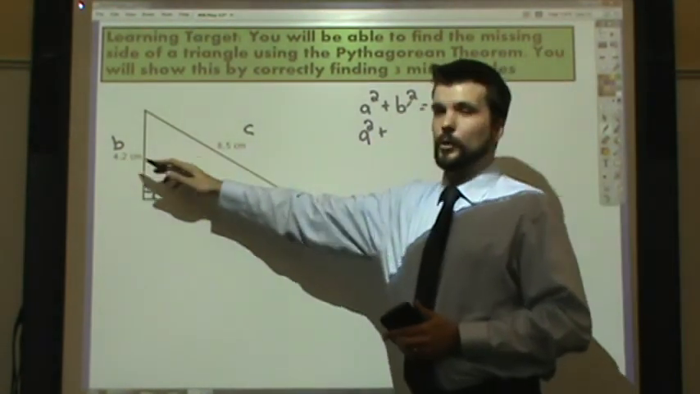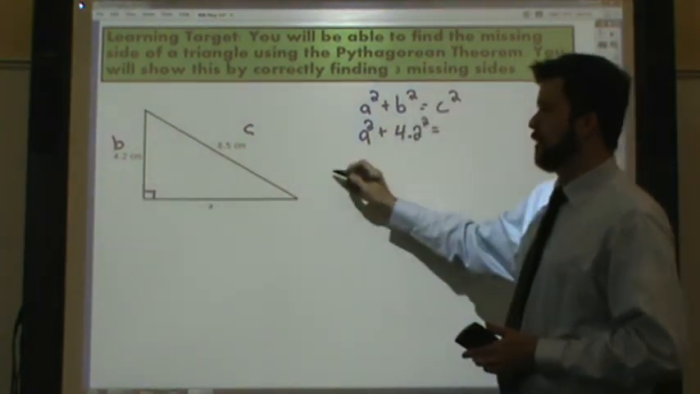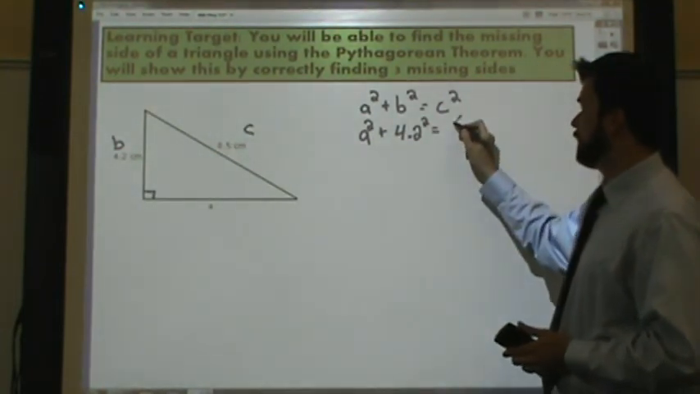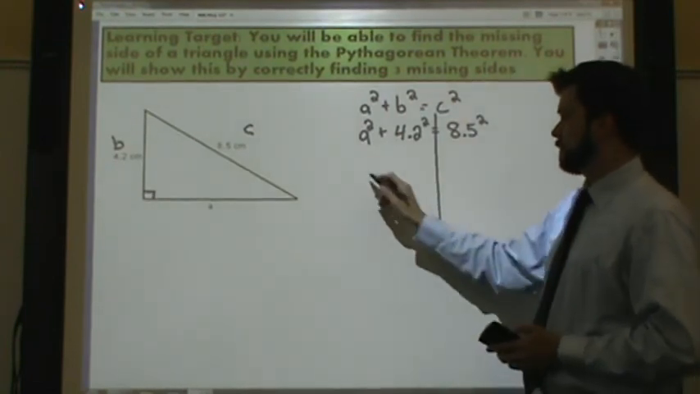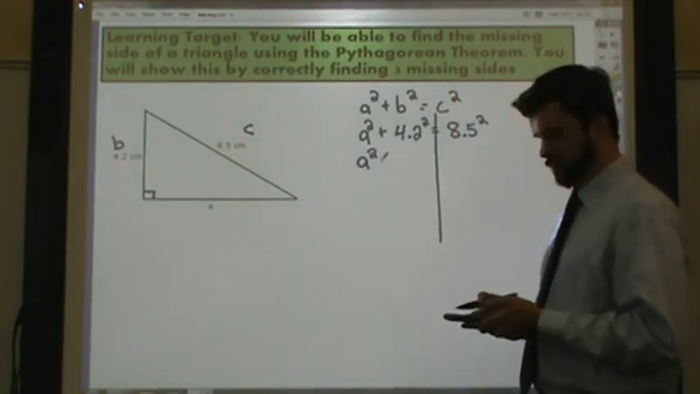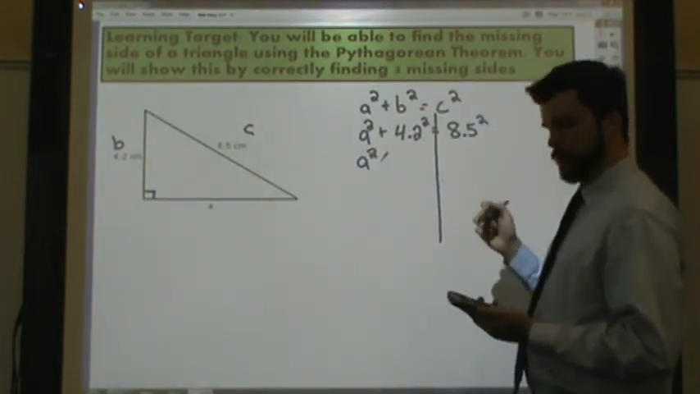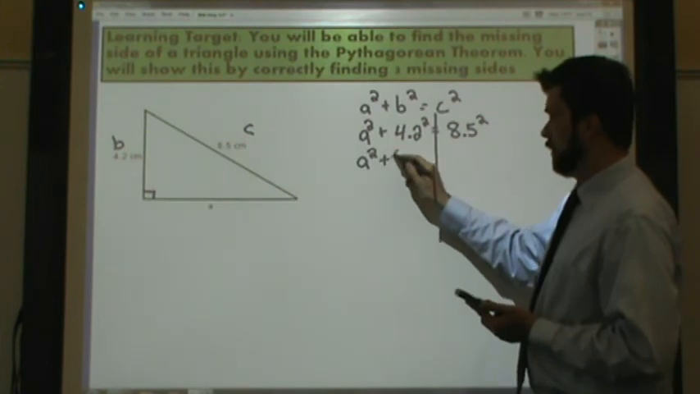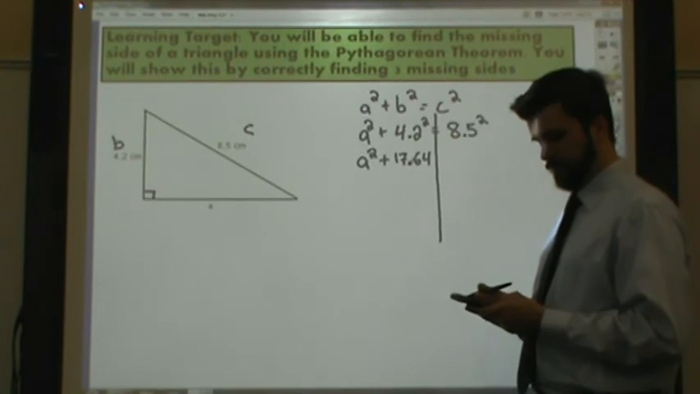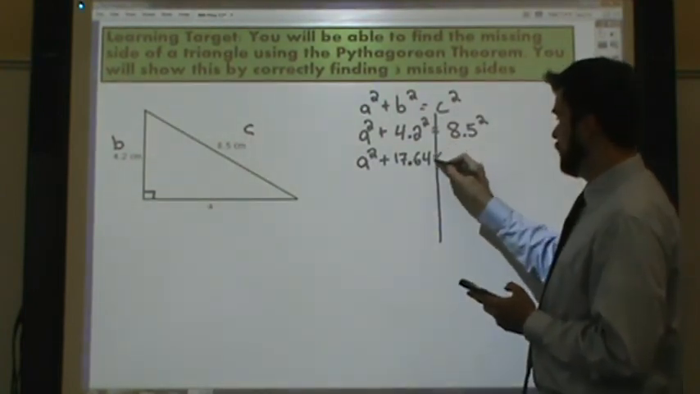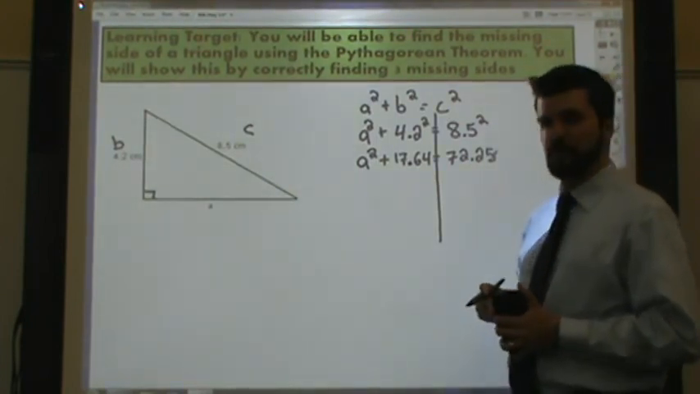Putting in for the B the 4.2. Putting in for the C the 8.5. I'm just going to type it in. 4.2 squared is 4.2 times 4.2, which is 17.64. Likewise, 8.5 squared, typing it in, is 72.25.